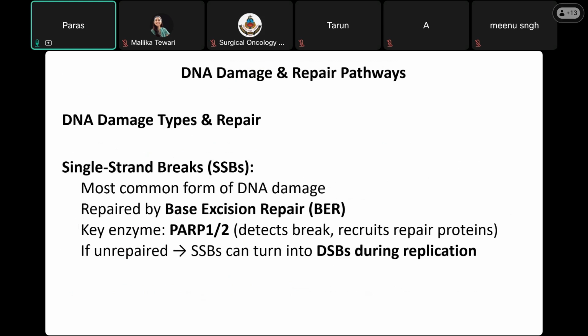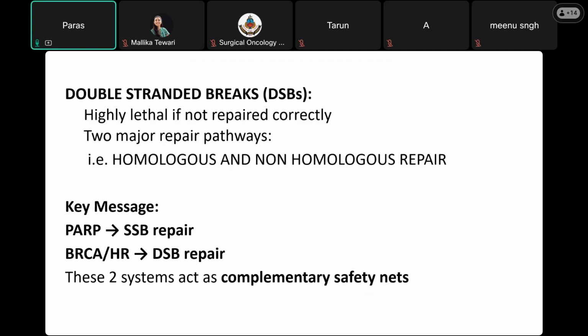DNA damage types and repairs. Single-stranded breaks. The most common form of DNA damage is single-stranded breaks. It is repaired by base excision repair. Key enzyme is PARP1, as explained before. And if they remain unrepaired, single-stranded breaks can turn into double-stranded breaks during replication. Double-stranded breaks are highly lethal if not repaired correctly. The main repair pathways are homologous and non-homologous. The key message is PARP repairs single-stranded breaks, and BRCA and HR repair double-stranded breaks. So these two systems act as complementary safety nets.